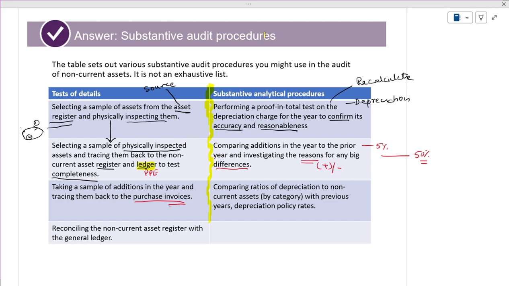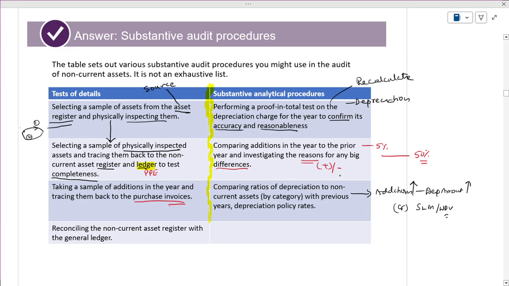On the other side, comparing ratios of depreciation with previous year. Here we will see if there are any additions. If there are any additions, automatically the depreciation amount will increase. Additions are increasing, the depreciation amount will increase. Or if there is any change, they have changed from straight line method to written down value method, something like that.